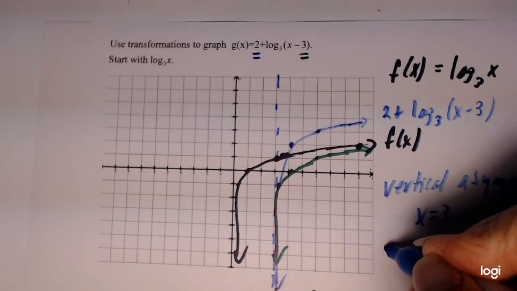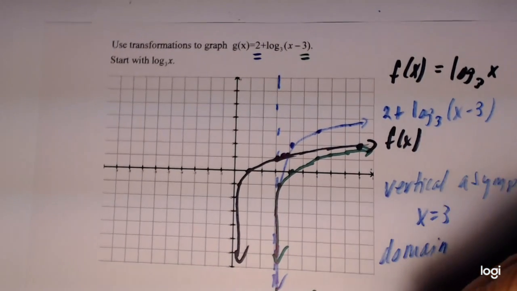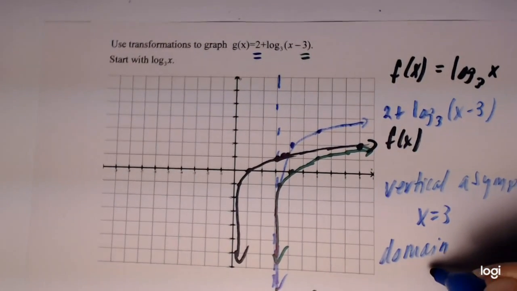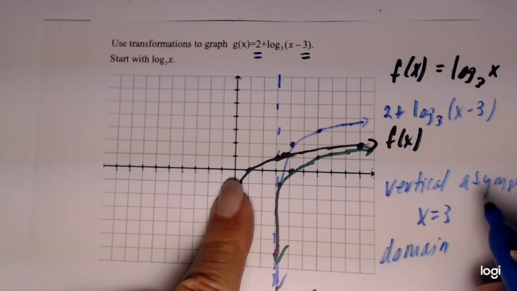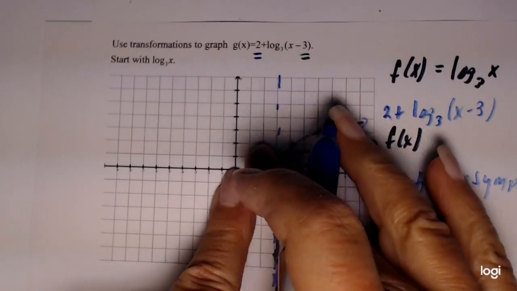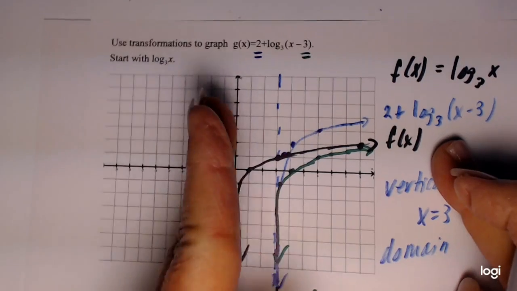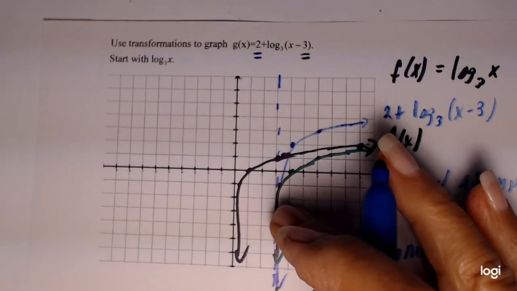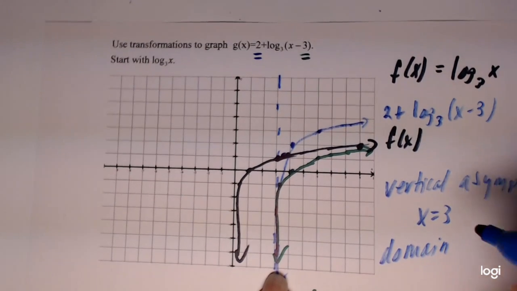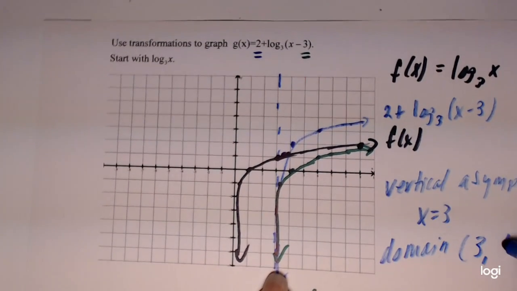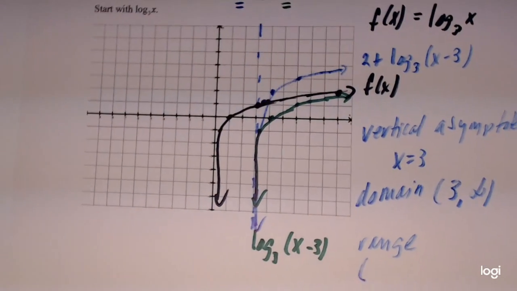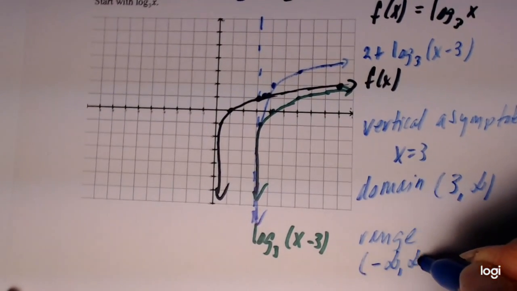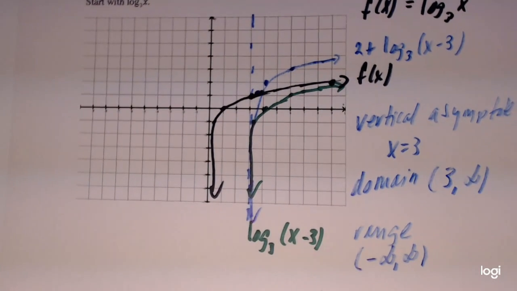Let's take a look at domain and range. No surprise here. The domain has to do with all our x values. For our original function, the domain was 0 to positive infinity. We've moved it over by 3. So now our domain starts at 3 to infinity. And then our range is negative infinity to positive infinity. That's not going to be impacted at all by any of our changes.